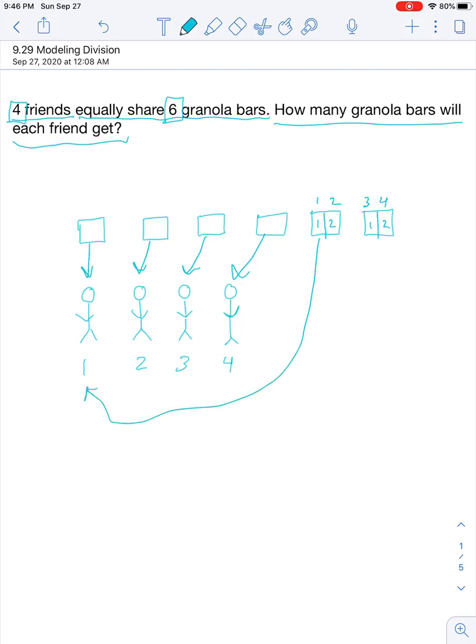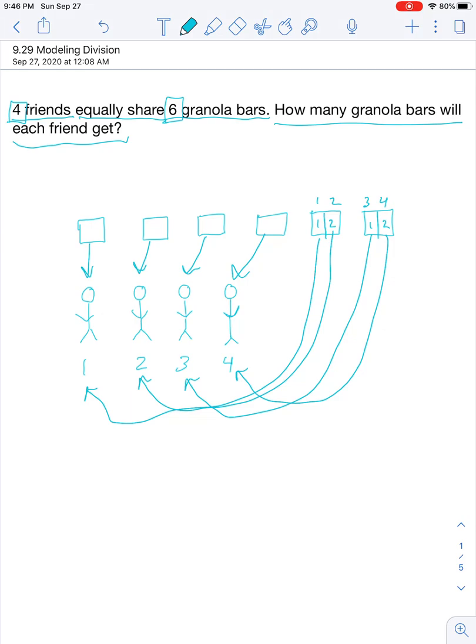Oh, perfect. I have 4 friends. So I can give 1 of those pieces to you, 1 to you, 1 to you, and 1 to you. Okay? So that worked this time. Those last 2 granola bars are actually the remainders, but this time I can break them up into pieces so that the leftovers get used.